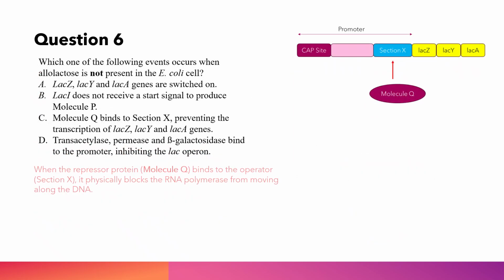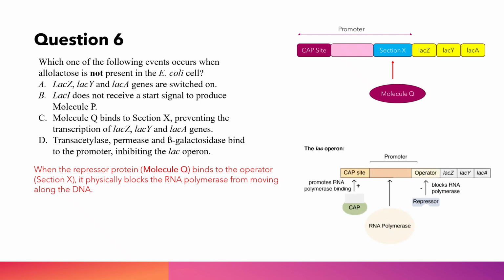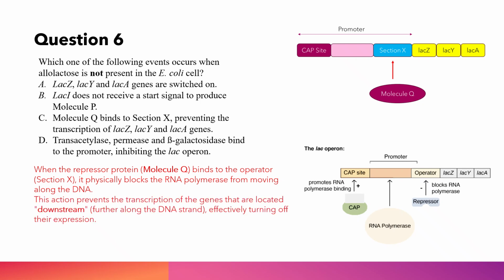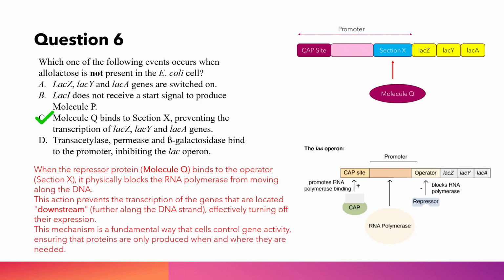When the repressor protein, molecule Q, binds to the operator, section X, it physically blocks the RNA polymerase from moving along the DNA. This action prevents the transcription of the genes that are located downstream, further along the DNA strand, effectively turning off their expression. This mechanism is a fundamental way that cells control gene activity, ensuring that proteins are only produced when and where they are needed.